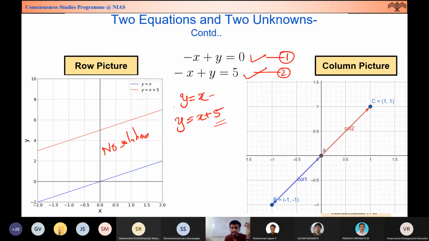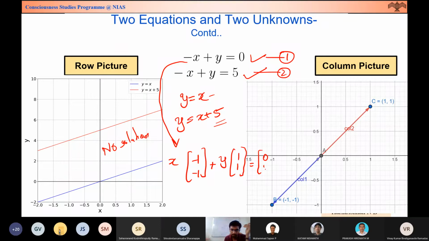What does the column picture tell us? I can rewrite this as x times (-1, 1) plus y times (1, 1) equal to (0, 5). So where is (-1, 1)? (-1, 1) is in the third quadrant, and (1, 1) is in the first quadrant. And look at this; they are actually on the same line.